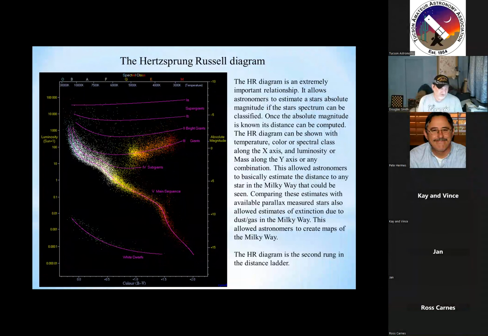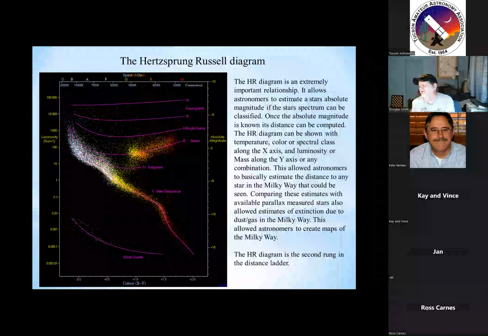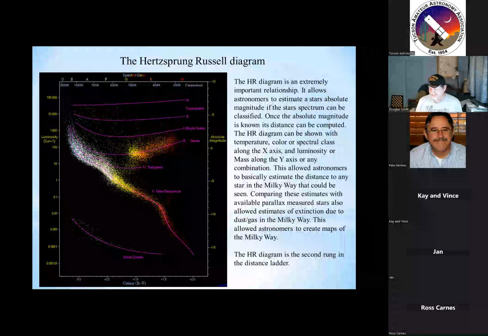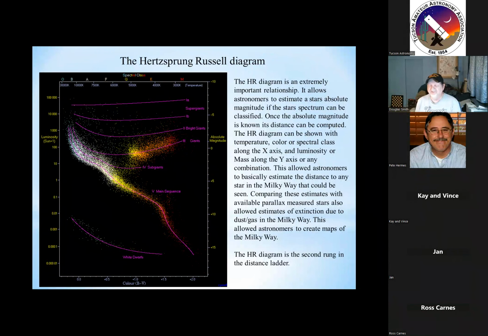The HR diagram is what's called the second rung in the distance ladder. The method they call it is main sequence mapping, if you like, where you map a star on the diagram to get its absolute magnitude.